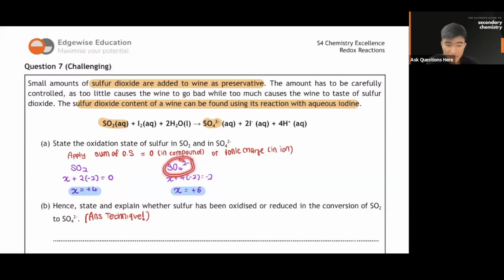Now for SO4 2 minus, on the other hand, we have X plus 4 bracket -2, which is the oxidation state of oxygen, equals to the charge on the ion, which is -2, and it is going to be +6. Hence, you can state and explain whether sulfur has been oxidized or reduced in the conversion of this reaction.